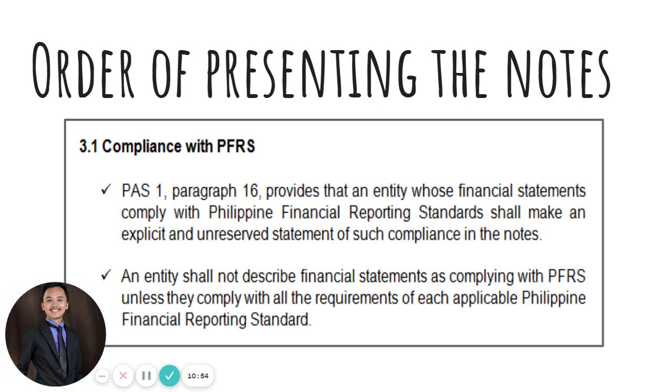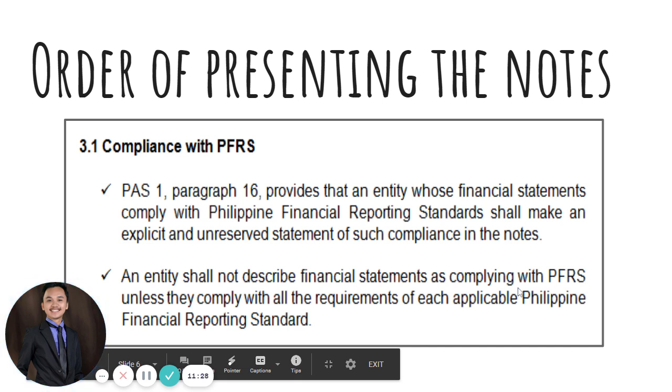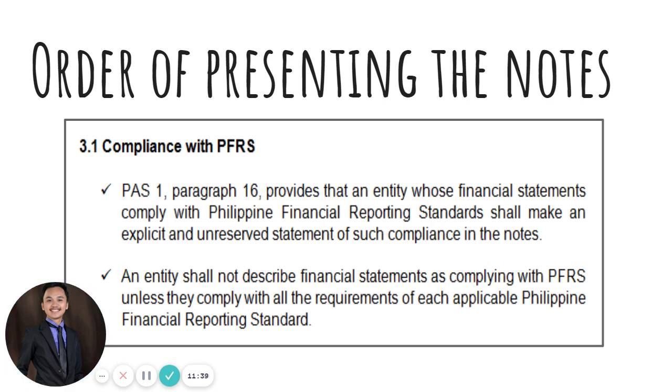So, PAS 1, paragraph 16 provides that an entity whose financial statements comply with PFRS shall make an explicit and unreserved statement of such compliance in the notes. So, if the entity has prepared its FS strictly in compliance with PFRS, it would state, for example, that ABC company has prepared its financial statements in accordance with PFRS, an explicit and unreserved statement of such compliance. An entity shall not describe financial statements as complying with PFRS unless they comply with all requirements of each applicable PFRS. All right? So it means that compliance with PFRS is compliance with every standard provided by this framework.